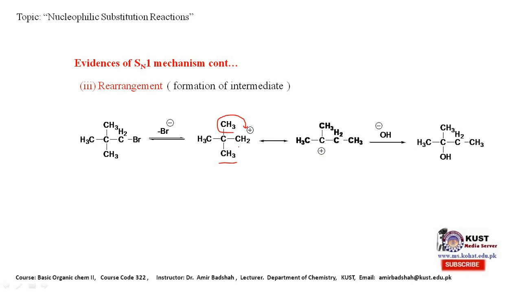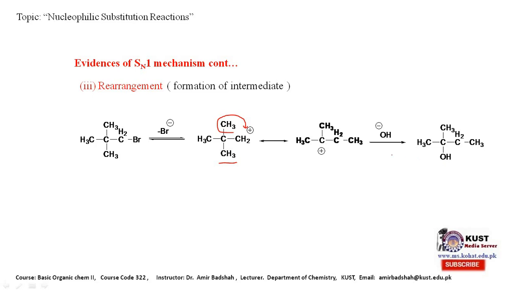This is because this was the primary carbocation and this is the tertiary carbocation, and tertiary carbocation is more stable than the primary, so that's why this methyl group shifts along with the electron and attacks this carbon, and as a result this carbocation is obtained. Then the nucleophile attacks this species and we can get this product.